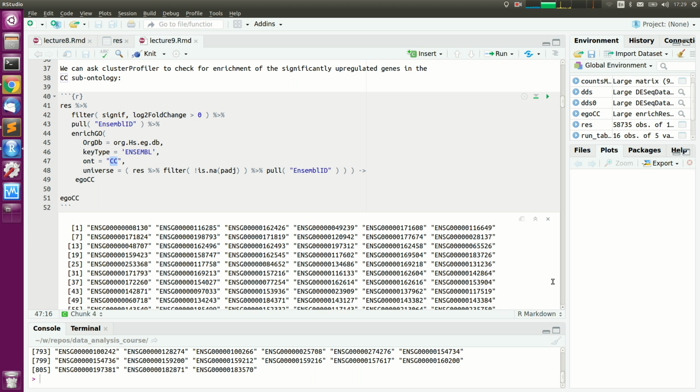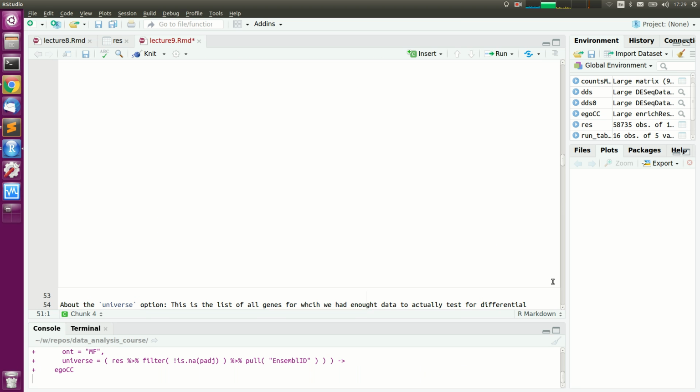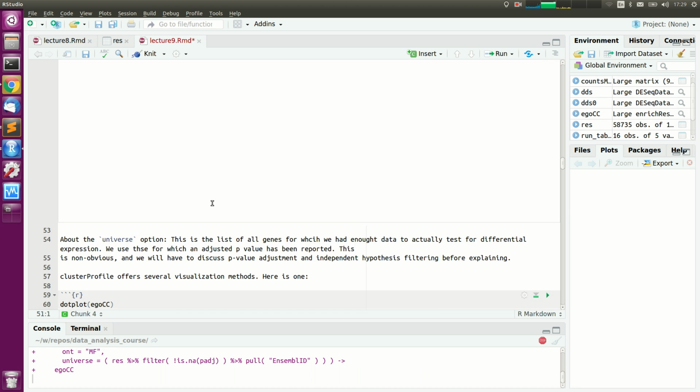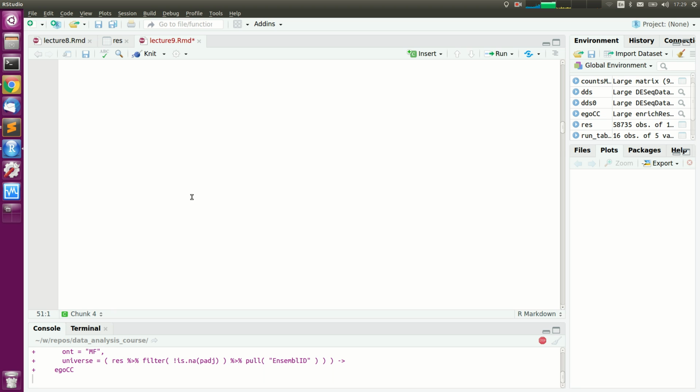It wants to know which ontology. If I now switch, for example, from cellular components to molecular function, we can see what it does. And now I again have to wait a few seconds to see what this does. And then there was the last thing, which is called the universe. The universe is the following. The universe is unfortunately not as fancy as it sounds.